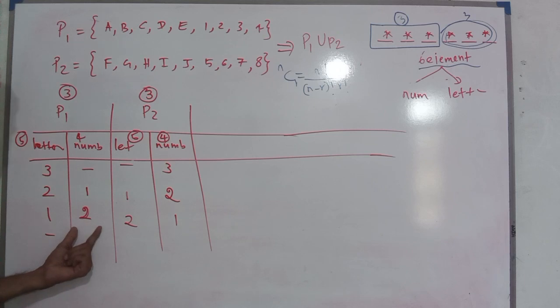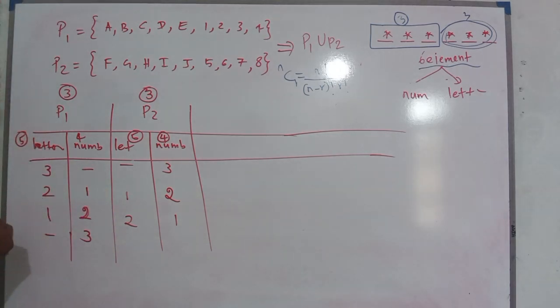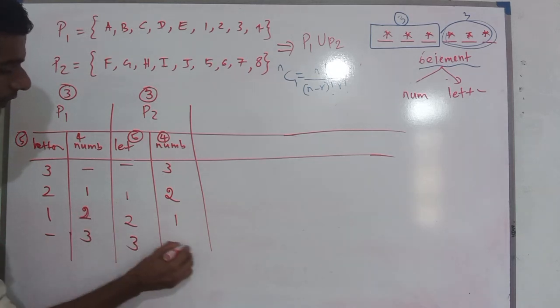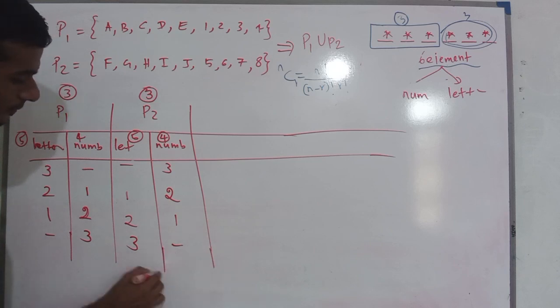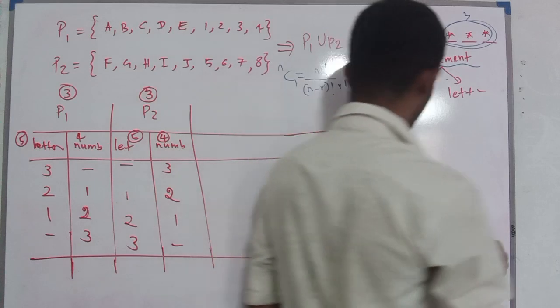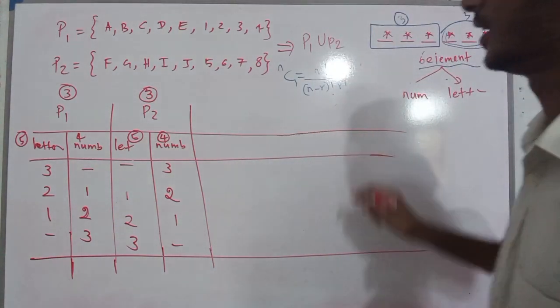But we have to select three elements from P1. So we select three numbers from P1. So here letters we can select 3, and we don't select any letters from here, any numbers from here. Now we have to find out the number of cases for this combination, right?